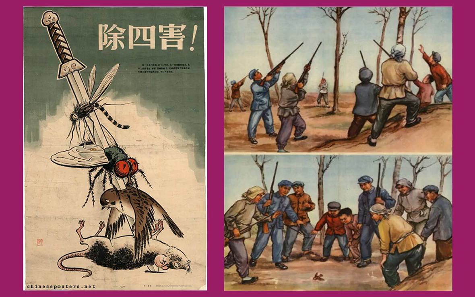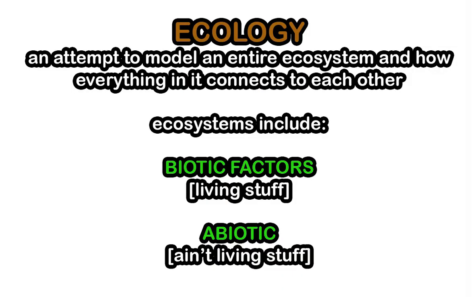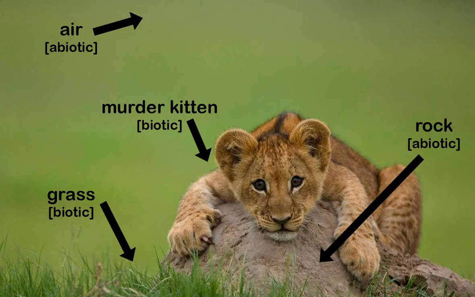And that's why this entire chapter is called that. It's why we're talking about the interconnection of it all. This is something that has to include all sorts of things. We can't just simply include, say, the living things. Ecology is an attempt to model an entire ecosystem and how it all connects. We're talking about what we call biotic factors, which is all the living things, but also all the abiotic factors. So just as a quick understanding, air, grass, kitties, rocks, all these things have to be included in our model.